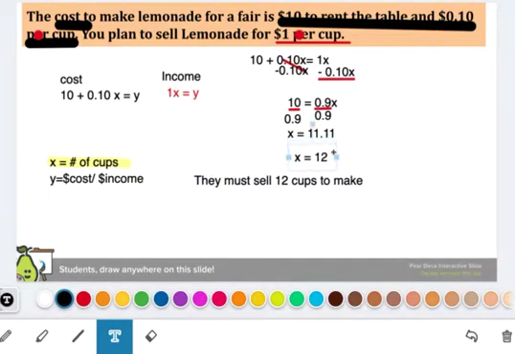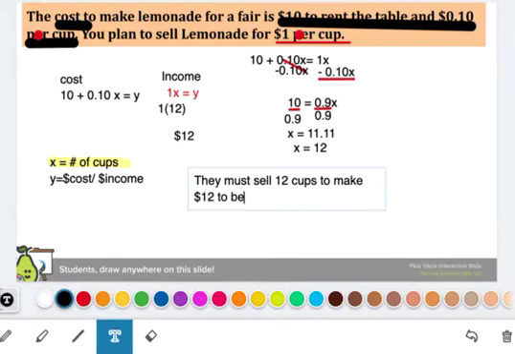So use this 12, put it into this X, because they say X is 12, so substitute it in there for their income, how much they make. Income is how much they make. So we do 1 times 12 there, and we find out what Y is. So your income here would be $12 to break even. That means you're not losing any more money.